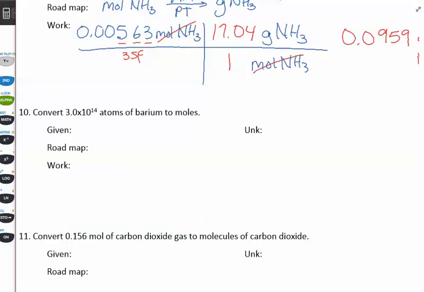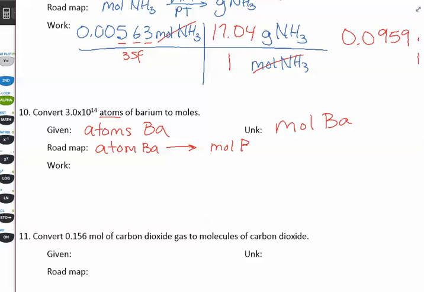In the next problem, we now have atoms of barium to moles. So we're given atoms. P.S. Don't abbreviate atoms ATM. So yes, ATM is a machine you get money out of, but it's also a unit of pressure, so you can't use that as your abbreviation either. So atoms of barium, we're going to moles of barium.